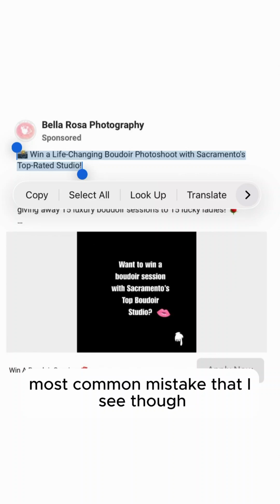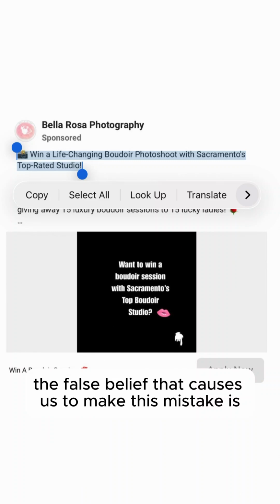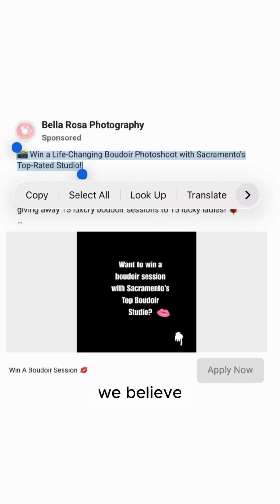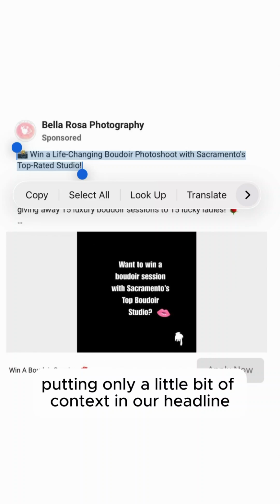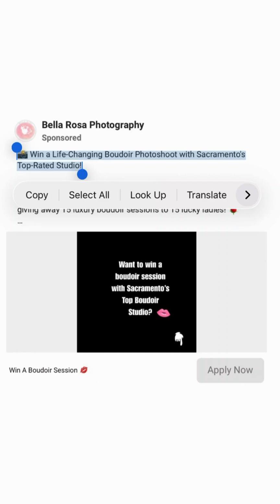Most common mistake that I see though. The false belief that caused us to make this mistake is we believe putting only a little bit of context in our headline is the #1 way to bring in buyers. And that is 100% incorrect when dealing with Facebook ads.